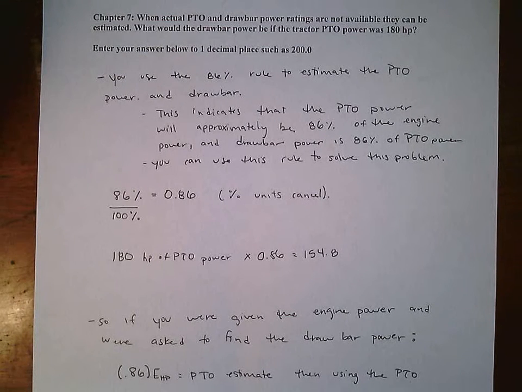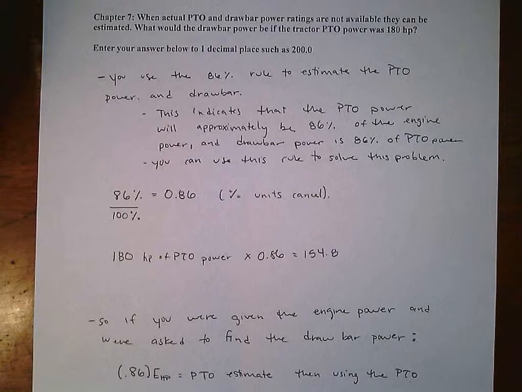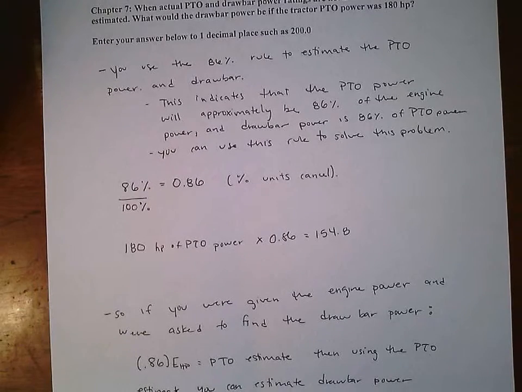Alright, so to continue on to the problem from Chapter 7, we're trying to determine what the drawbar power would be given a tractor PTO. The way to estimate this is actually given in the book in Chapter 7, and it uses something called the 86% rule, which assumes that 86% of the PTO power is the drawbar power. So this is just a way to estimate it.